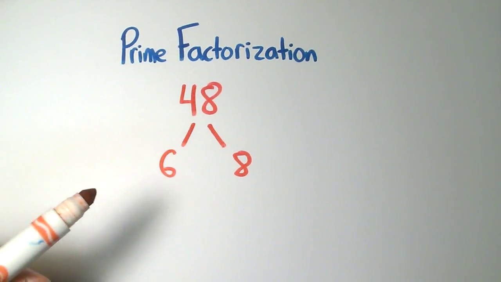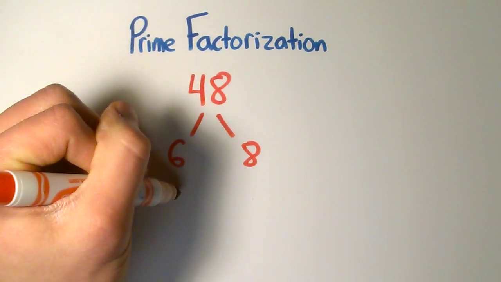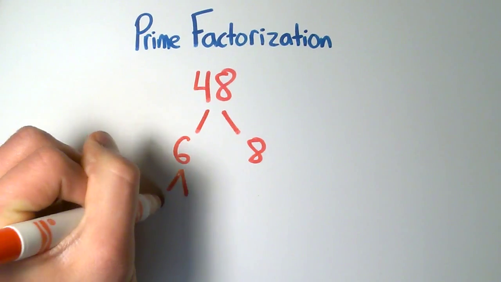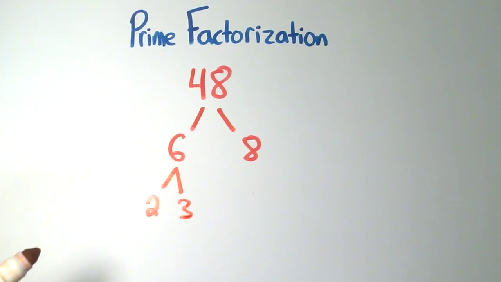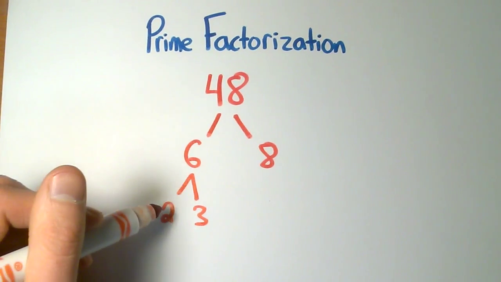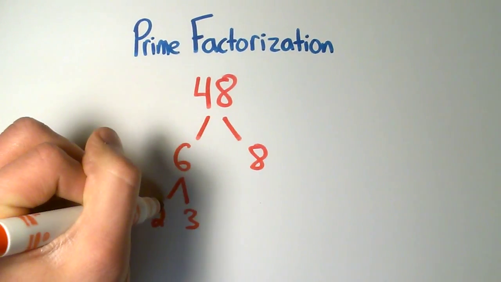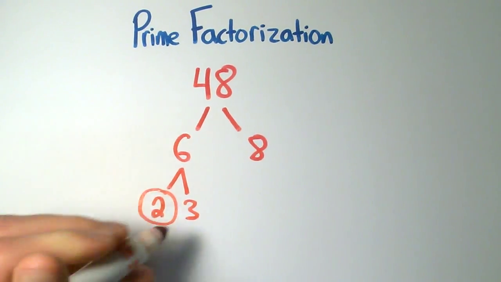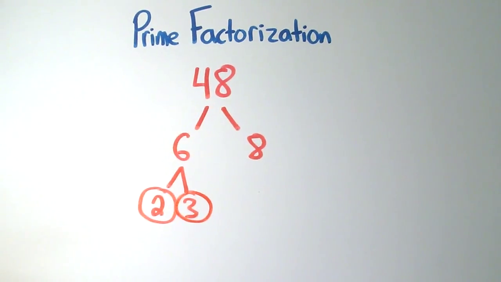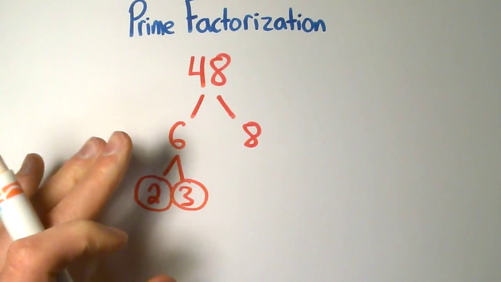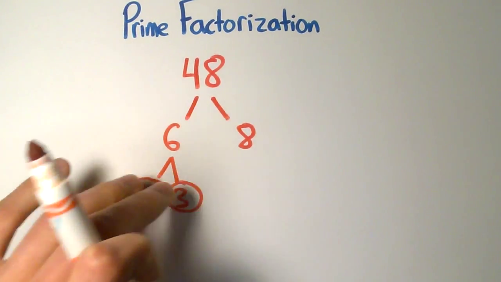So is 6 prime? No. So I'm going to continue to break down this number. And this number breaks down into only two numbers, which are 2 and 3. And so looking at 2 and 3, is 2 prime? It is, so I'm going to go ahead and circle that. And then 3, is 3 prime? It is, so I'm going to go ahead and circle that as well. And so the reason I circle these is because I'm going to use these later and I don't want to forget about these. So we're good over here.